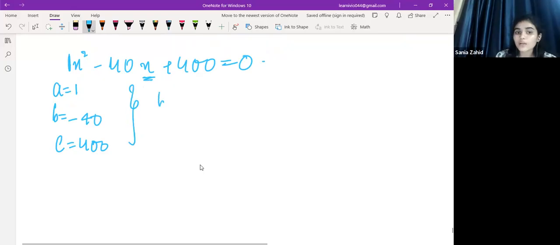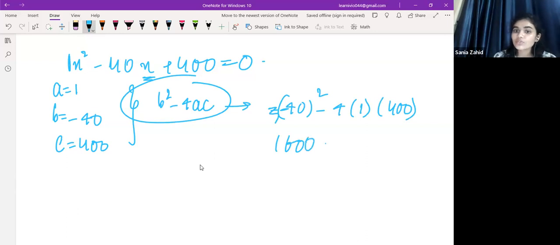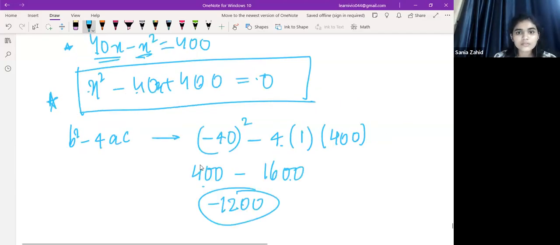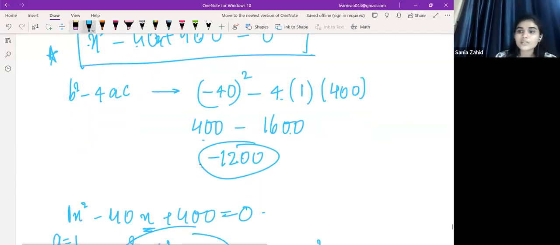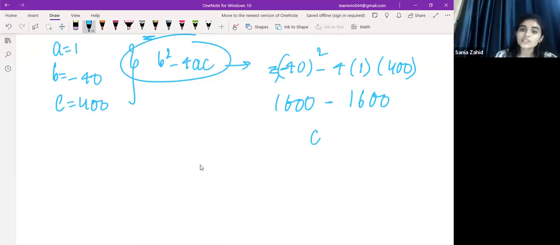Now I have this formula, b square minus 4 into a into c. I apply this formula. So I get minus 40 square minus 4 into a into c. So minus 40 square is 1600, minus 4 into 400 is 1600. Oh, mistakenly I wrote 400. Correct it. 40 square is also 1600. So you get 0 as your answer.